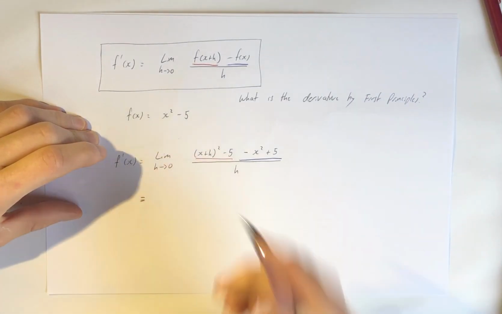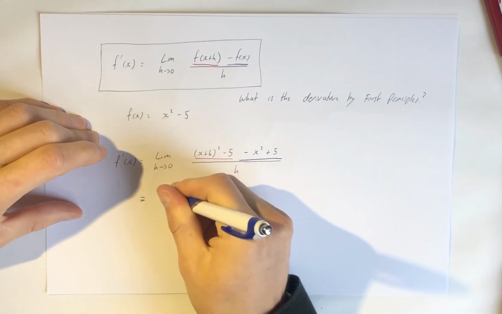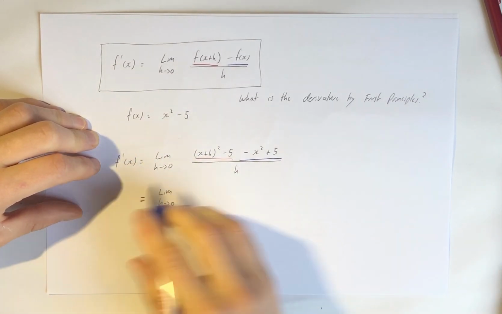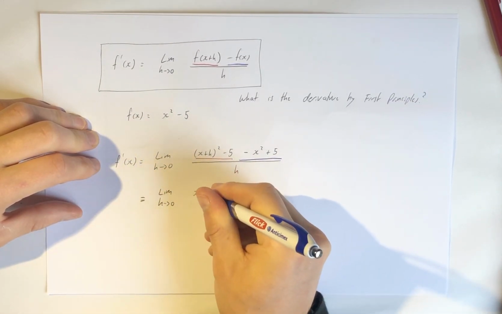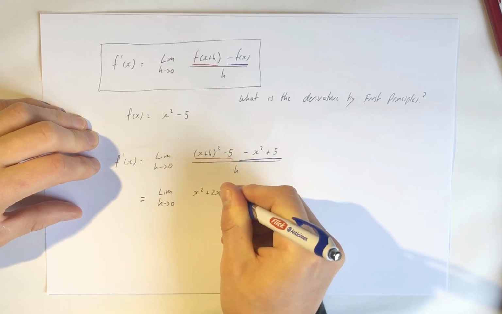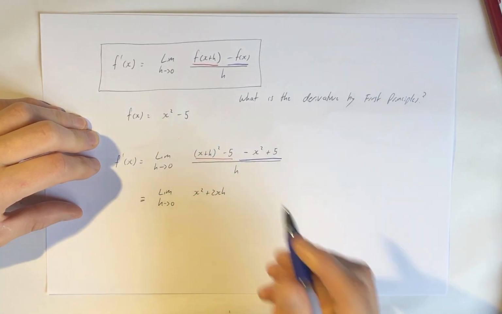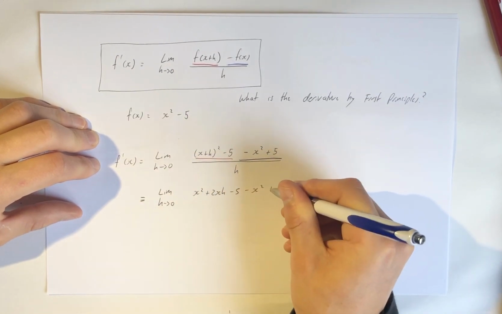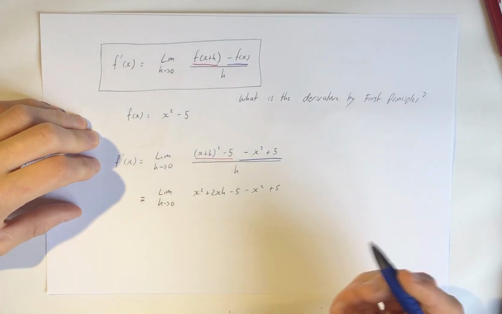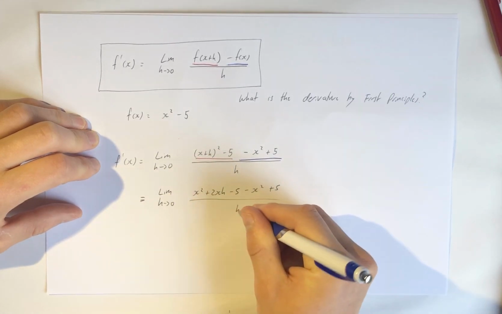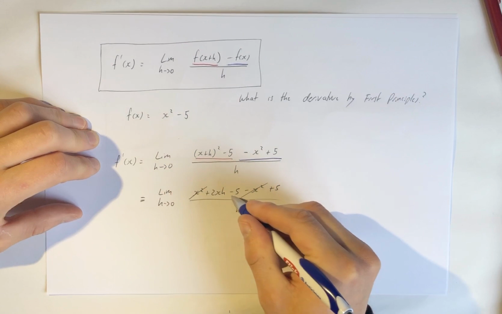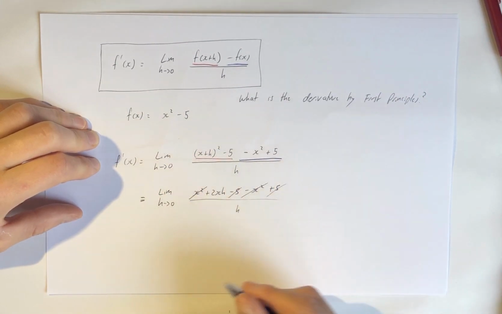Because you'll be wondering, well, you can't divide by 0, and you're right, so we need to manipulate this. And we did a problem very similar to this in the last lesson. So the limit as h goes to 0, expand and simplify the top. Well, that's going to be x squared plus 2xh, or hx, minus 5 minus x squared plus 5. And you'll notice that there's going to be quite a bit of cancelling down.